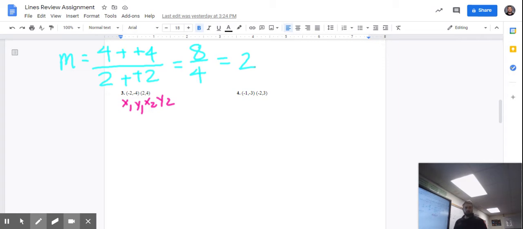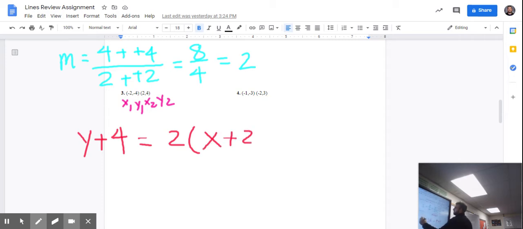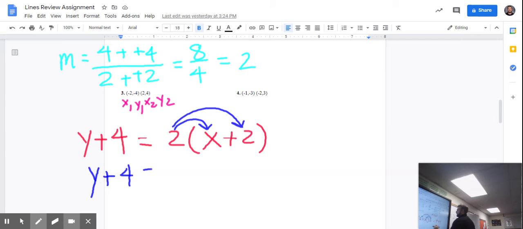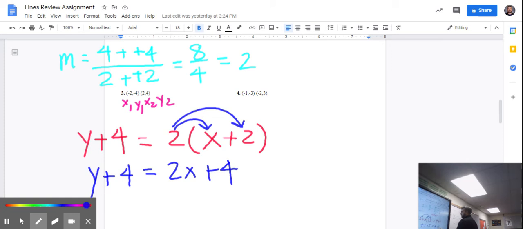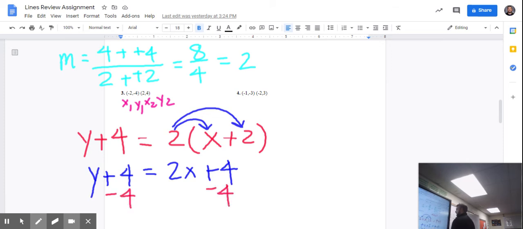Again, we have an x1, y1. We have a slope of 2. Let's put it into point slope form. y minus y1, which is negative 4, is equal to 2 times the quantity x minus a negative 2. Okay, so multiply by 2, multiply by 2, I get y plus 4 is equal to 2x plus 4. Again, I subtract 4 from both sides, and that goes away, and so we're left with y equals 2x.